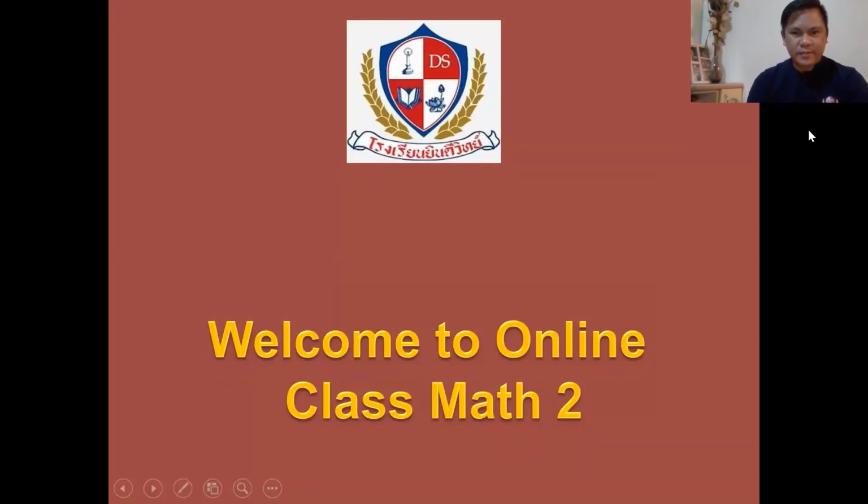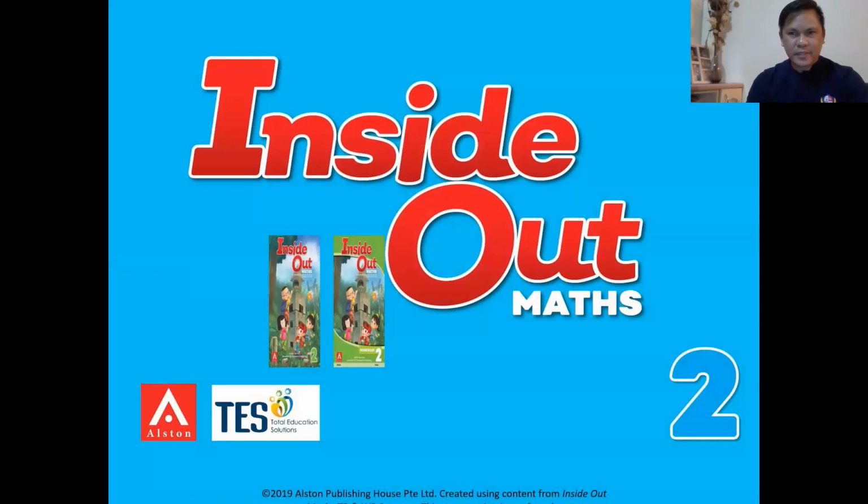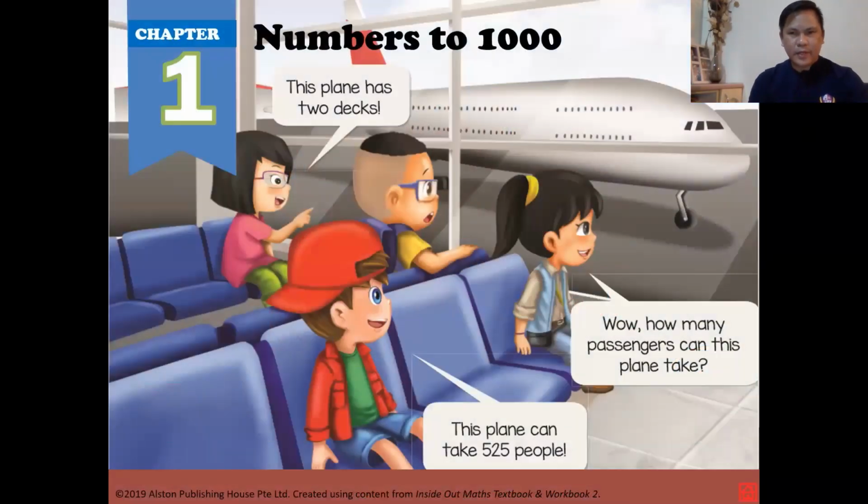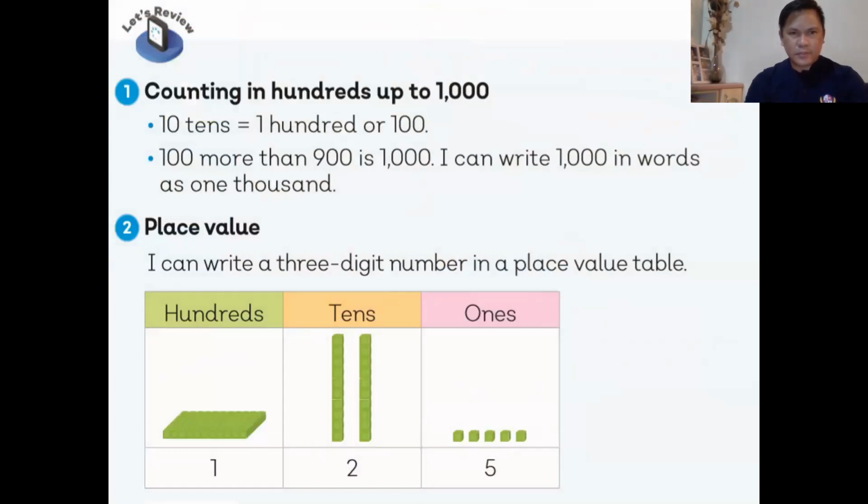Welcome to online class Math 2. Okay, if you have Inside Out Math 2, let's use your book as your guidebook, and later we will answer your book and answer together. So we are now in chapter 1, numbers to 1000. Today we are going to review all the chapters that we learned from the past days.